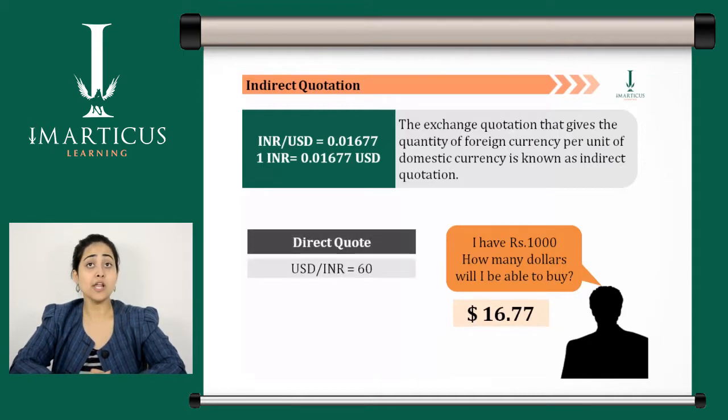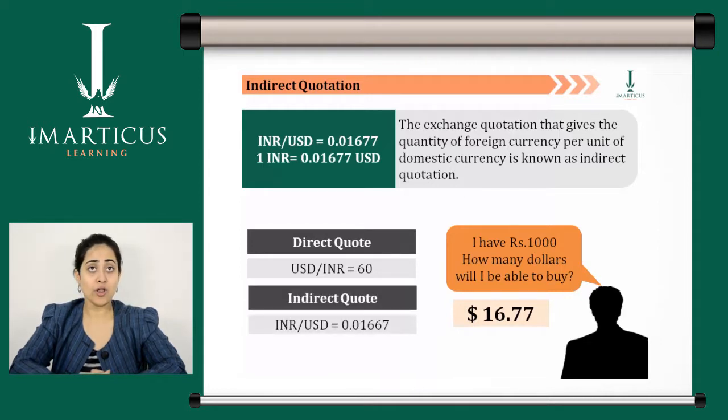It is worth remembering that direct quote and indirect quote are reciprocals of each other. Therefore, a direct quote will show USD to INR, which is 60, whereas an indirect quote will show INR to USD, that is 0.01667.